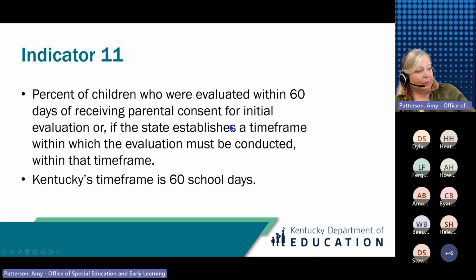So indicator 11 is the percent of children who are evaluated within 60 days of receiving parental consent for initial evaluation, or whatever the state time frame is. And Kentucky's time frame is actually 60 school days, which can cause trouble because often that goes across the summer. It goes across school years, and Infinite Campus can't run the report across school years. They can only run it for 1 year at a time. So that's been an issue that we've had with this report.